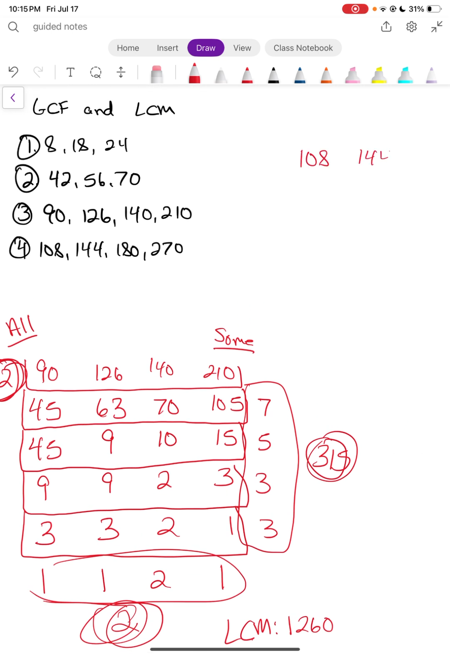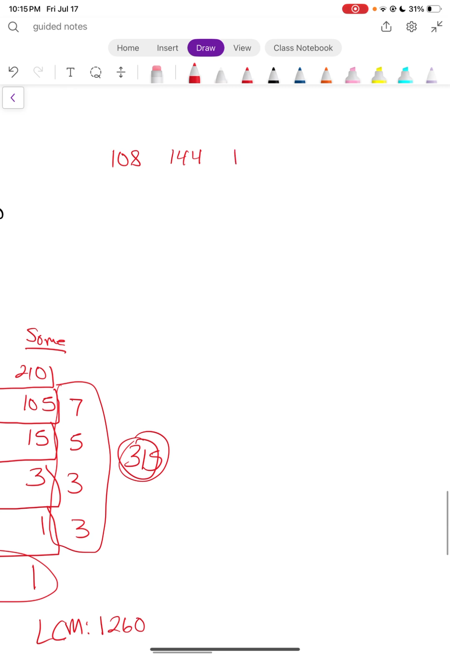One more time. Let's use the numbers 108, 144, 180, and 270. And again, I really like using 2 till I can't use it anymore. 2 divides into all of these. Gives you 54, 72, 90, and 135.